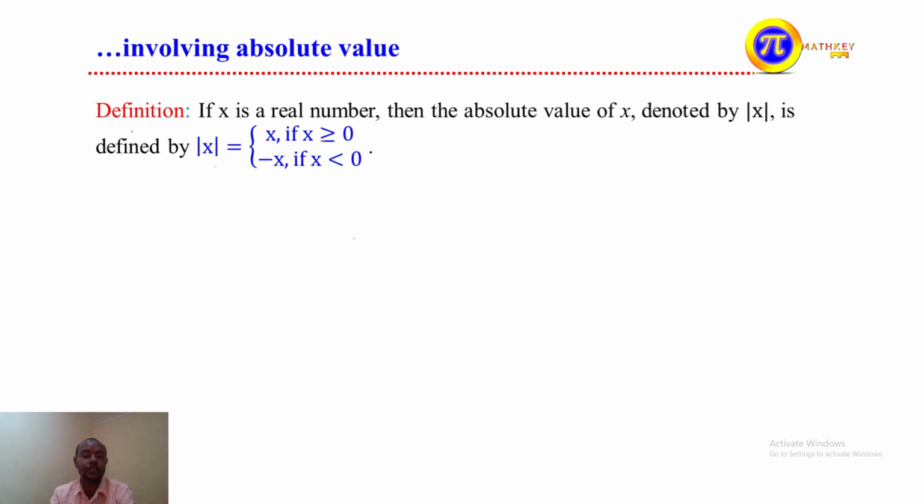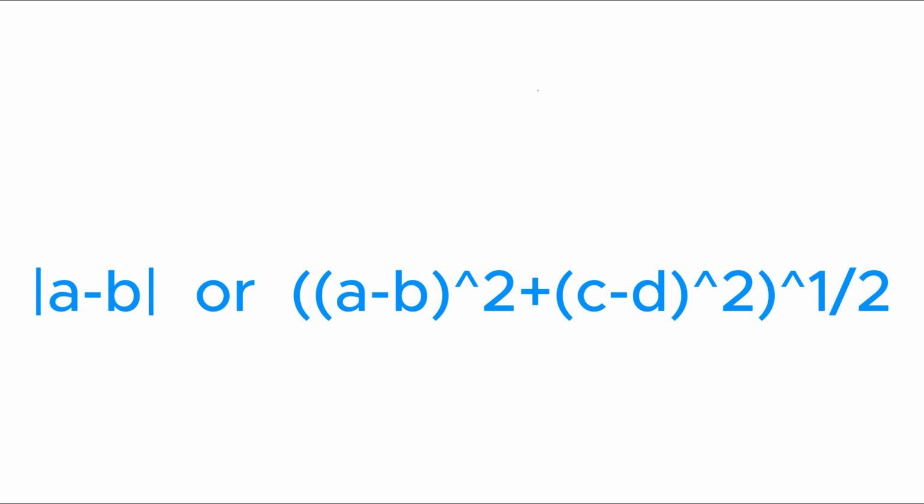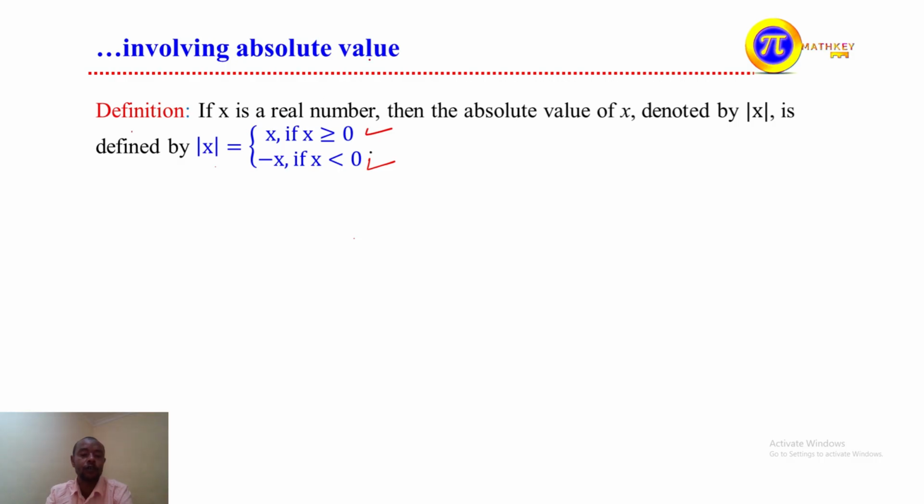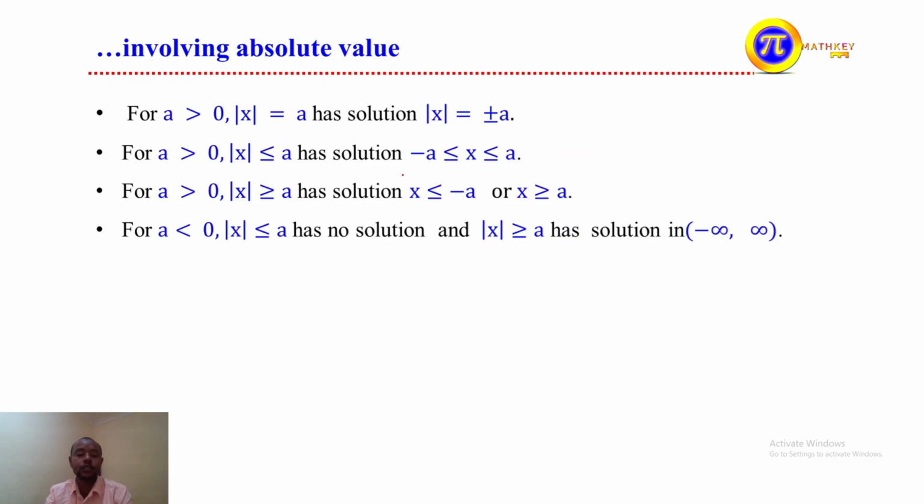Absolute value of x is equal to x if x is greater than or equal to 0, and negative x if x is less than 0. That means absolute value is used to find what? The distance between two points. We call this absolute value. It is always non-negative. Let's try to see some properties.